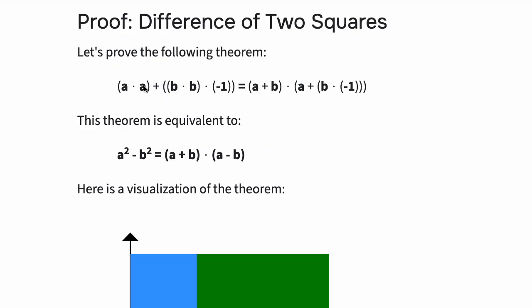Let's prove that A times A plus B times B times negative 1 is equal to (A plus B) times (A plus B times negative 1). This theorem is equivalent to A squared minus B squared equals (A plus B) times (A minus B).